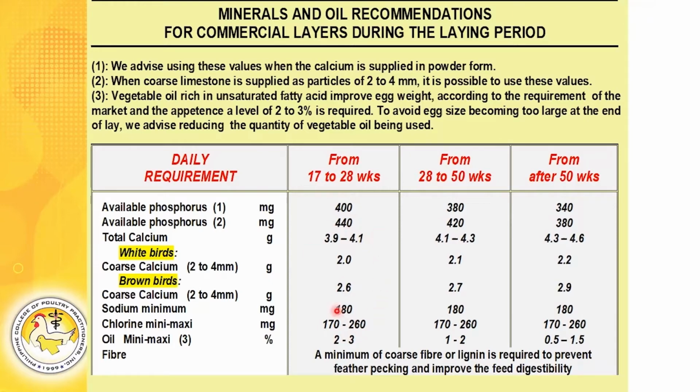What I'd like to mention here is what kind of calcium we have to provide. It is recommended that the particle size of the calcium be adjusted before the laying period, because the bird requires large particles of calcium. There's a reason why a coarse particle size of around 2 to 4 millimeters has to be provided. At least 50% of the calcium provided in the diet should be the bigger size of limestone.